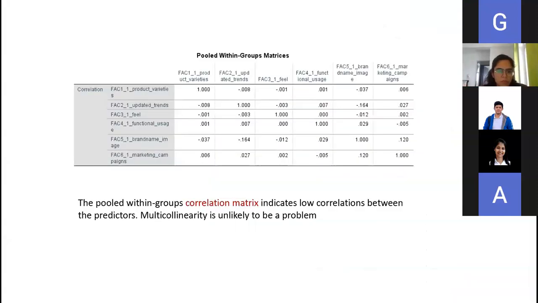So after that you get this table, simple correlation, and you have to check that there is no multicollinearity here. Okay, so the correlation is very small. For each factor the correlation is small, and we see that the correlation is not very significant. We have 0.03 as the highest, so that is not very significant. So we say that the multicollinearity problem is highly unlikely here. Okay, this is the pooled within-group matrices.